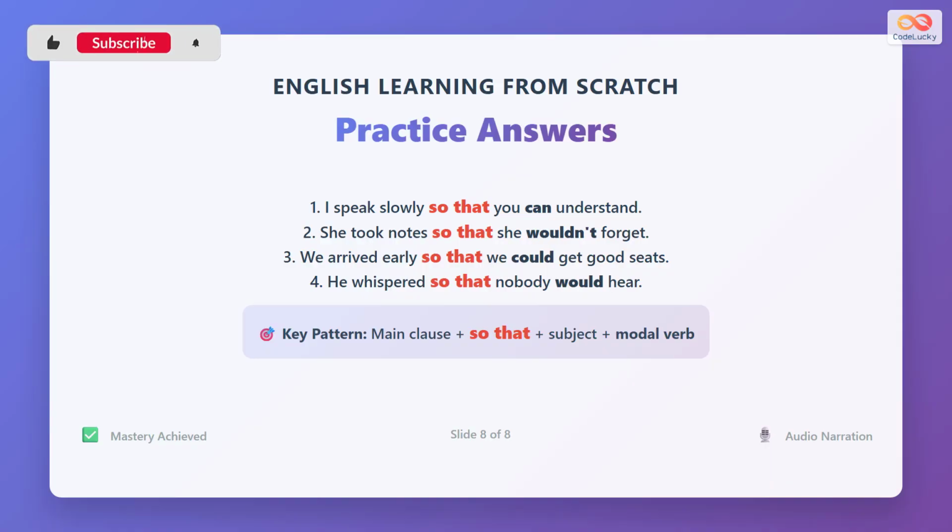Here are the correct answers. I speak slowly so that you can understand. She took notes so that she would not forget. We arrived early so that we could get good seats. He whispered so that nobody would hear. Remember the pattern. Main clause plus so that plus subject plus modal verb.